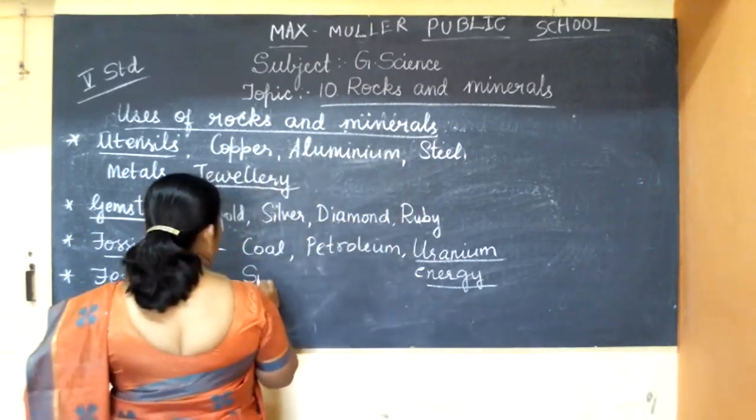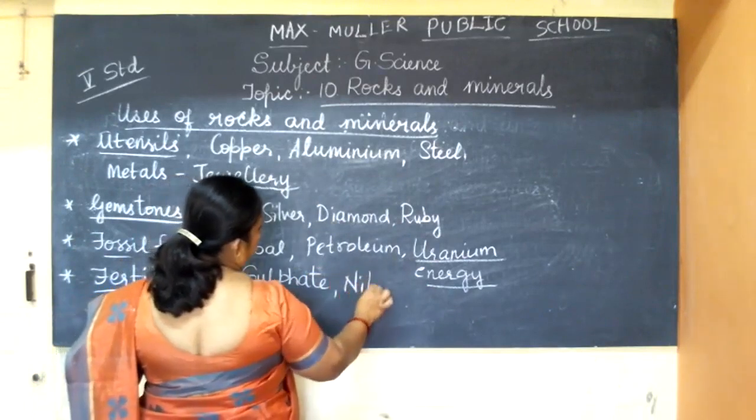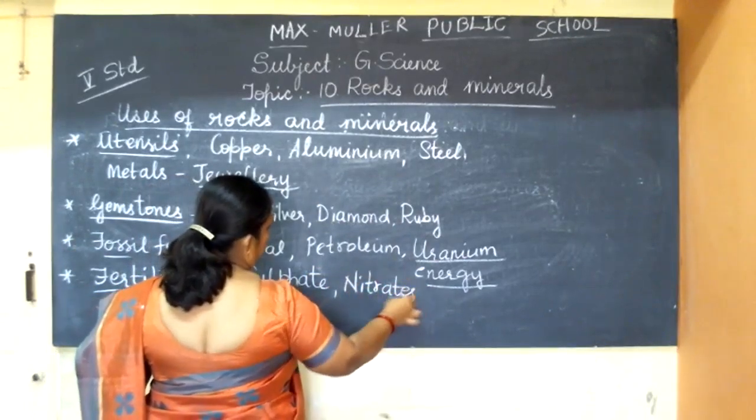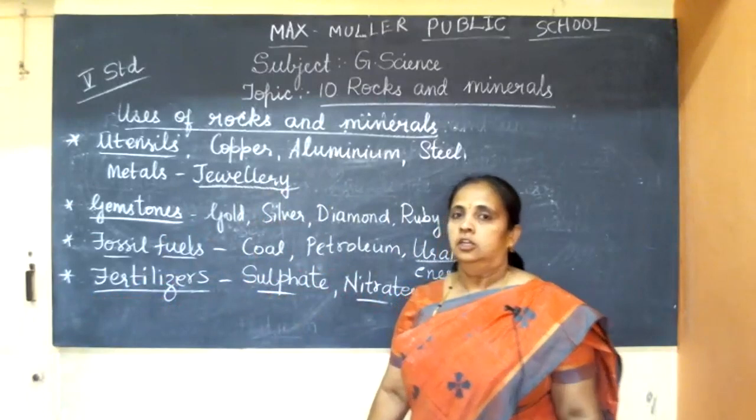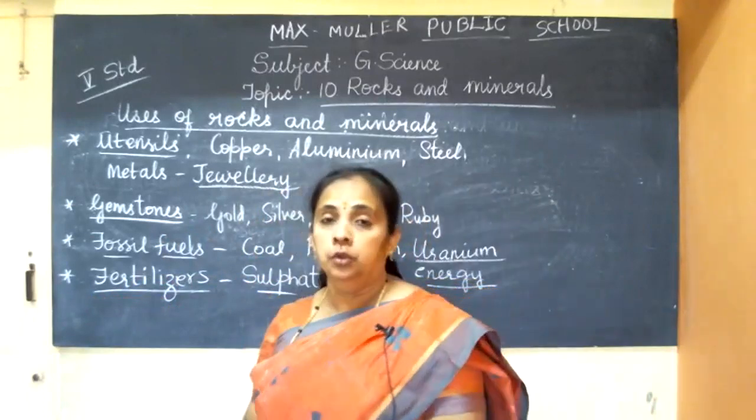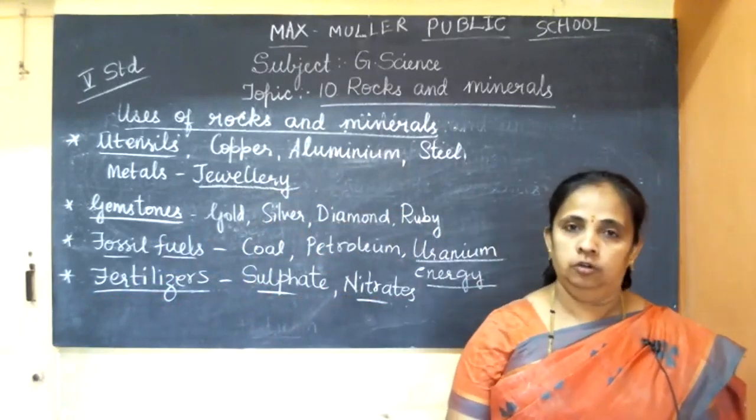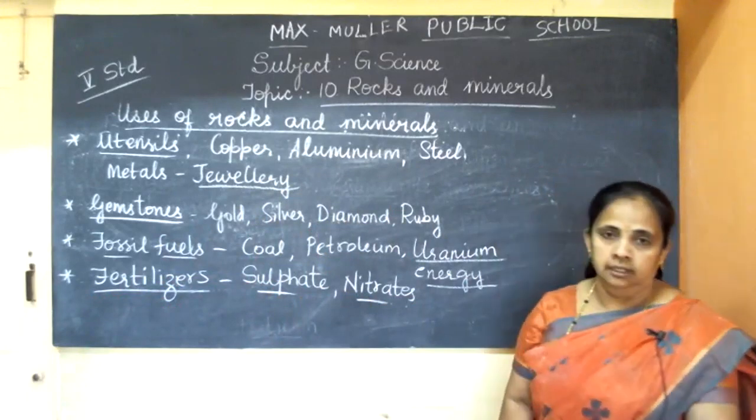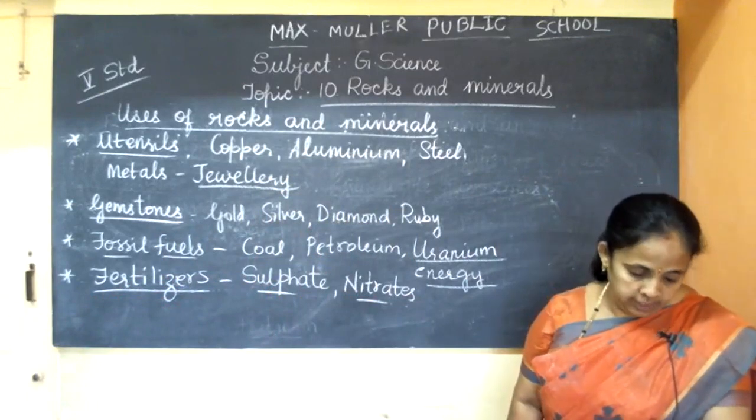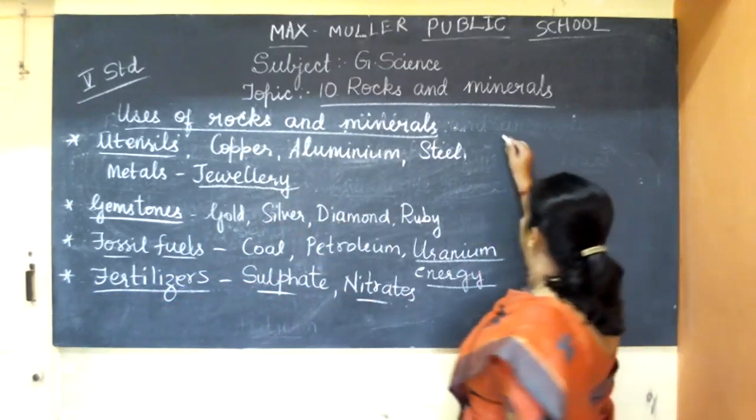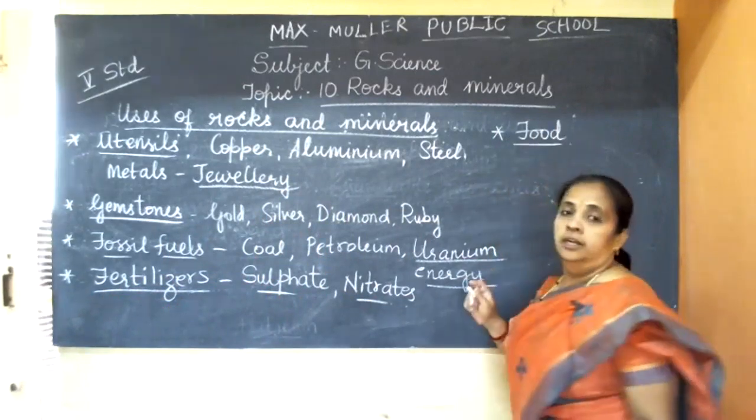They are sulfates and nitrates. So there are different names for that. So in the form of sulfates and nitrates, they can be used as fertilizers, which will add additional nutrients for the field so that the crop can be grown well. The farmer will get a good yield. So there are minerals such as sulfates and nitrates which can be used as fertilizers.